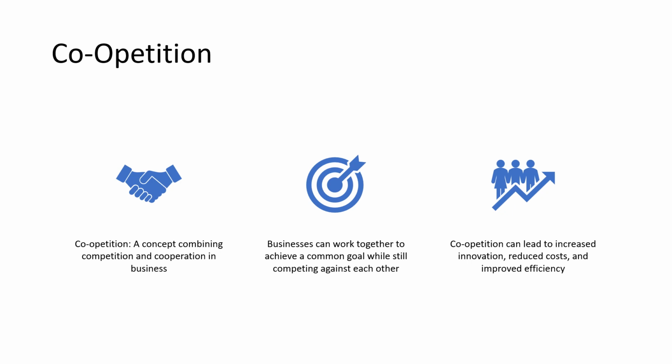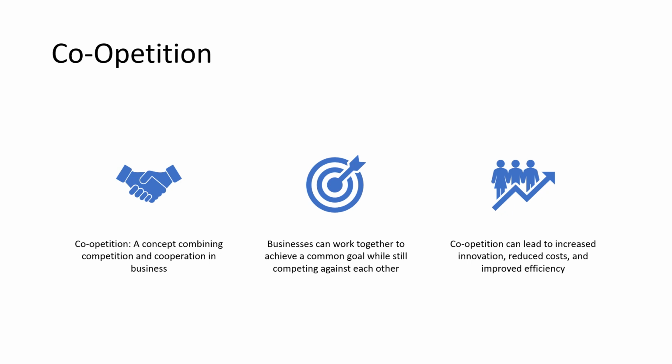One example of co-opetition in Amazon.com's business strategy is its partnership with third-party sellers. Amazon.com allows other businesses to sell their products on its platform, expanding its product range and increasing customer traffic. This collaboration benefits both Amazon.com and third-party sellers, as Amazon.com earns a commission on each sale, while the sellers gain access to Amazon.com's vast customer base.